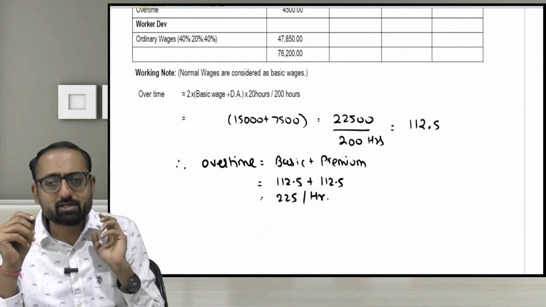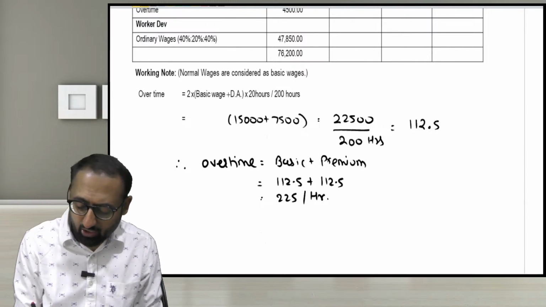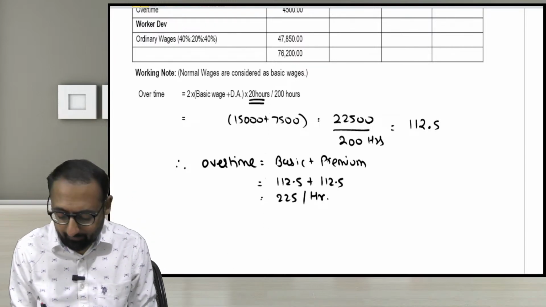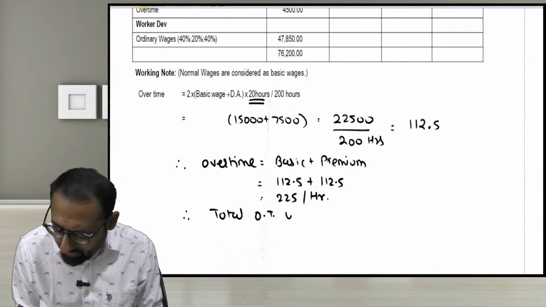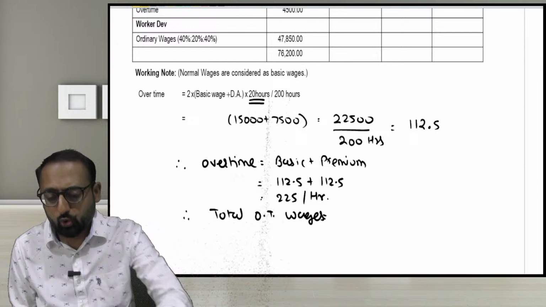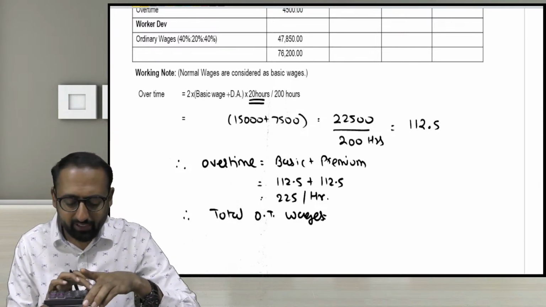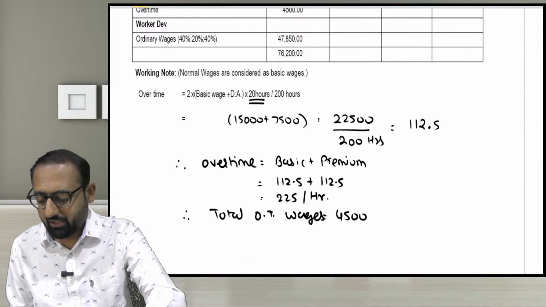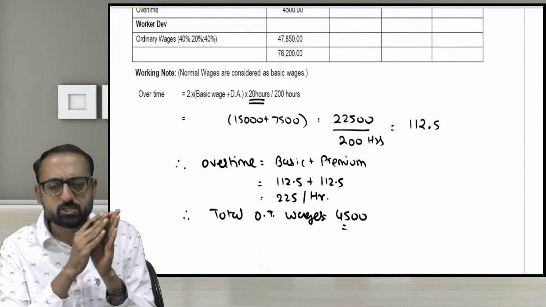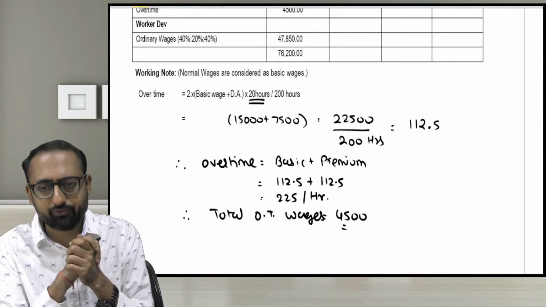Now how many hours are worked overtime? You can check, 20 hours are worked overtime. Therefore, total overtime wages, 225 multiplied by 20 hours, will be 4,500. I hope this point is absolutely clear to every one of you.